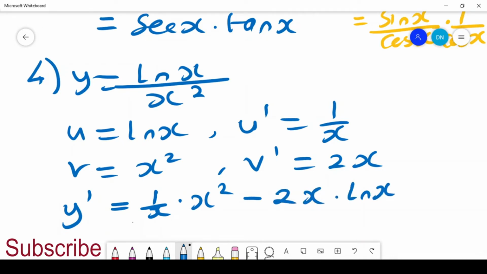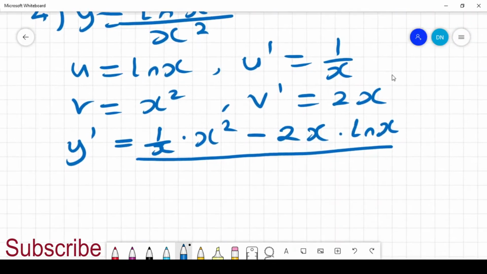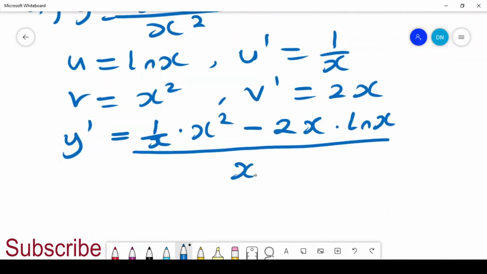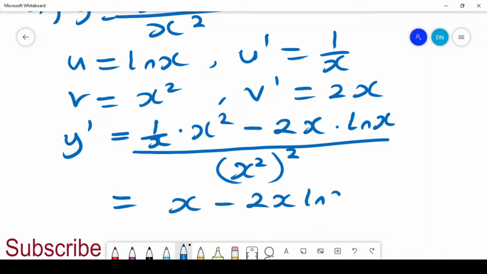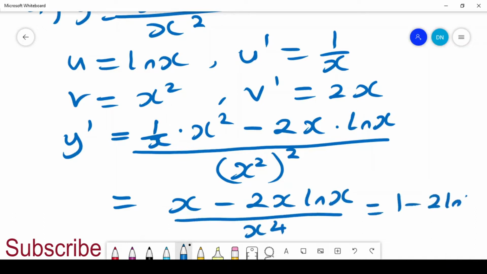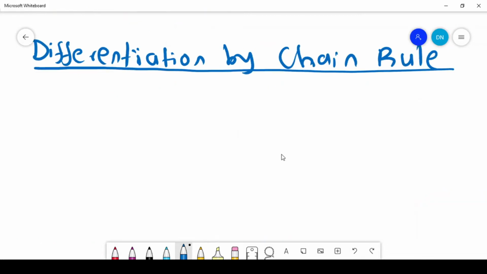And then everything we divide by x squared, which is our v, and then we square everything. So that's what we have, which will be x minus 2x ln of x all over x to power 4, which will be 1 minus 2 ln of x all over x cubed. And that differentiation by chain rule is the method we want to consider.